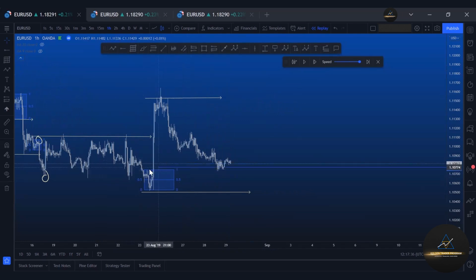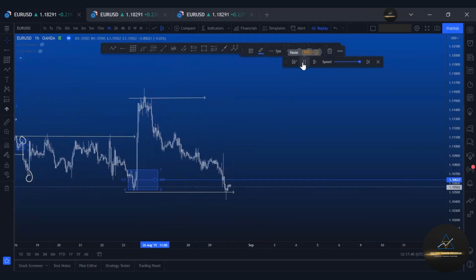But normally you'll realize that this is actually a bank level, which is a different part of the strategy, which I'll cover in a different video. But right now, let's focus on the banker block 50% level. Let's see what happens. Oh, okay.